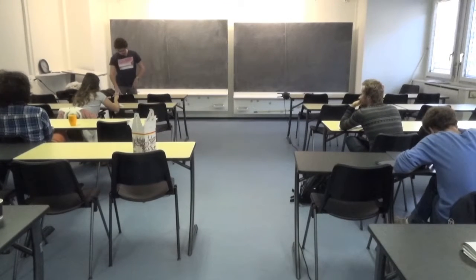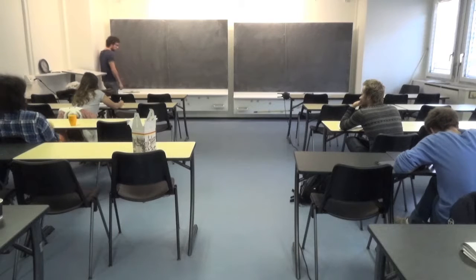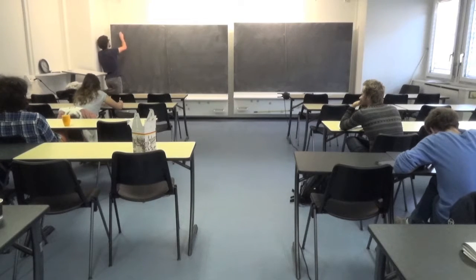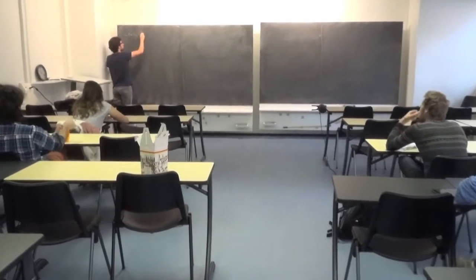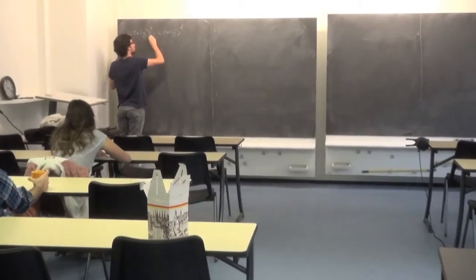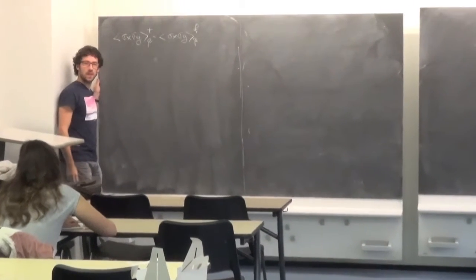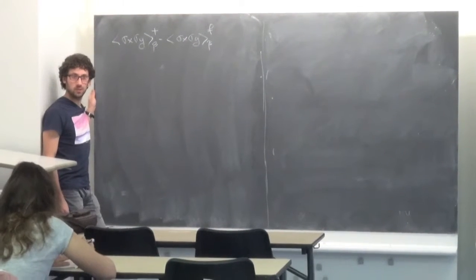Okay, so let's conclude the proof. The idea is the following. We know we don't have an infinite cluster, and we are going to use this to control the following quantity. Look at ⟨σx σy⟩ plus minus ⟨σx σy⟩ with free boundary conditions. Let's look at this difference. My goal is to prove that the difference is equal to zero.